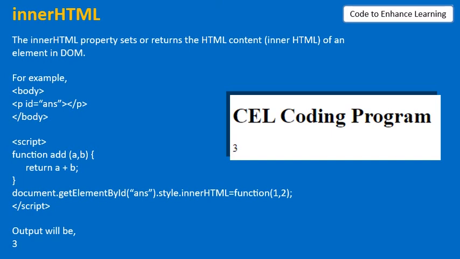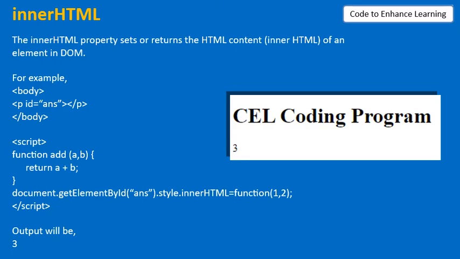The innerHTML property sets or returns the HTML content, that is the value of an element inside the DOM. In simple words, the innerHTML property helps us to access the content of an HTML element through our JavaScript code inside our script tag. For example, in the code we have learned earlier to add two numbers given below, as you can see, by the use of the innerHTML property, we can access the content of the p tag and change it to the sum of the two numbers using the add function.